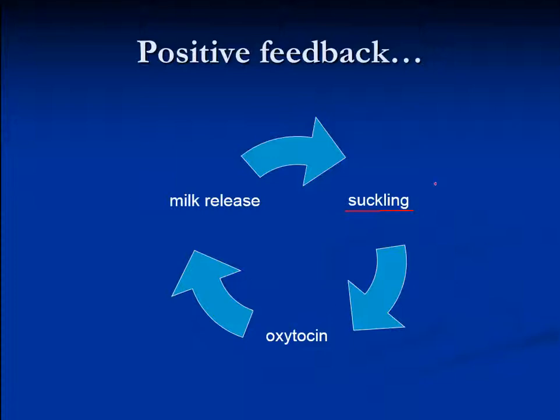So how does this stop? How does this feedback loop stop? Well, you know the answer. The kid gets full. So there's an interruption in the cycle. The kid stops suckling, no more oxytocin is released, no more milk is released. Got it? Well, if you understand that, you should understand the next one.